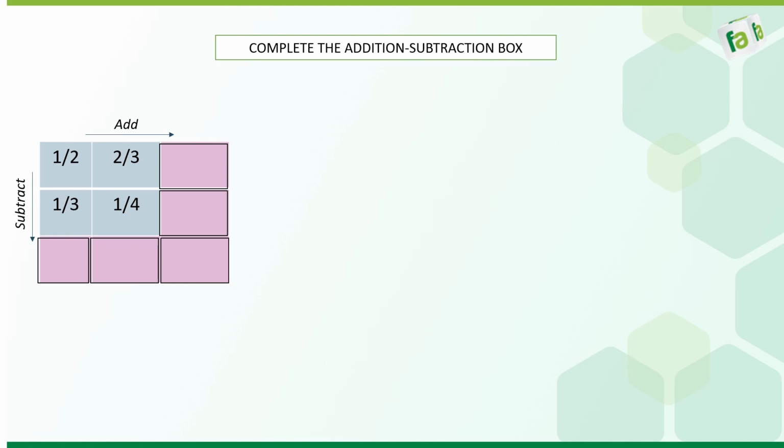Let's find out the sum of 1 by 2 and 2 by 3 first. We have to find the LCM of denominators 2 and 3, which is equal to, correct, the LCM of 2 and 3 is 6. So, we can write this LCM 6 like this.